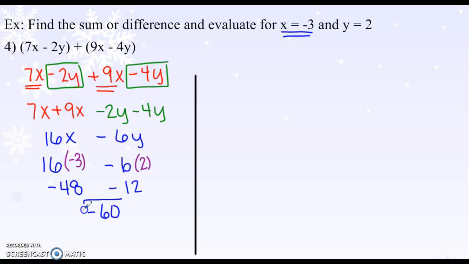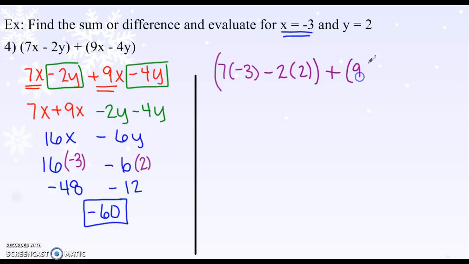And we should get the exact same thing if we do this other method. And I do want you to write this down as well. So if you want to get started on your homework, you got to make sure this is written down first. We're going to do the substitution right away. So we've got 7 times negative 3 minus 2, instead of y we write 2, plus 9 times negative 3 minus 4 times 2.